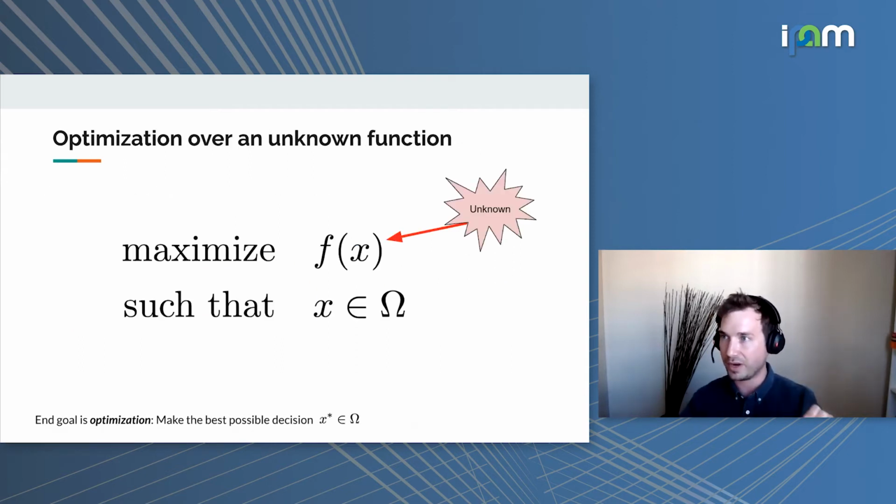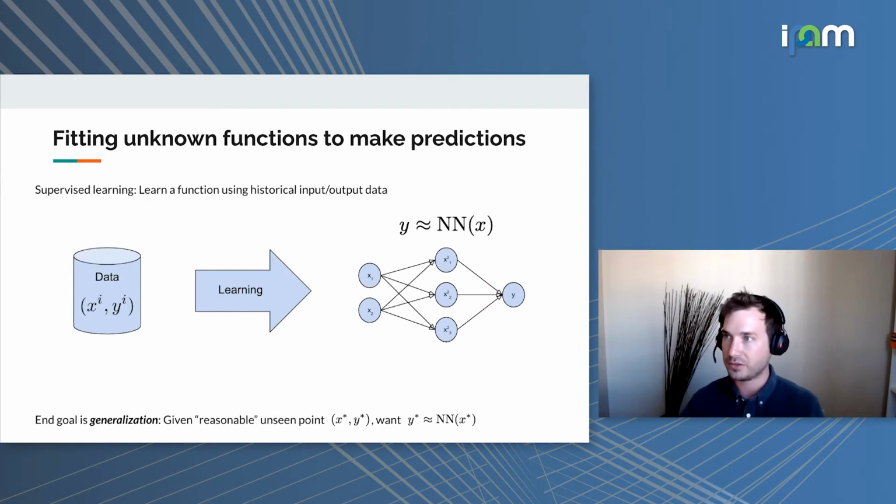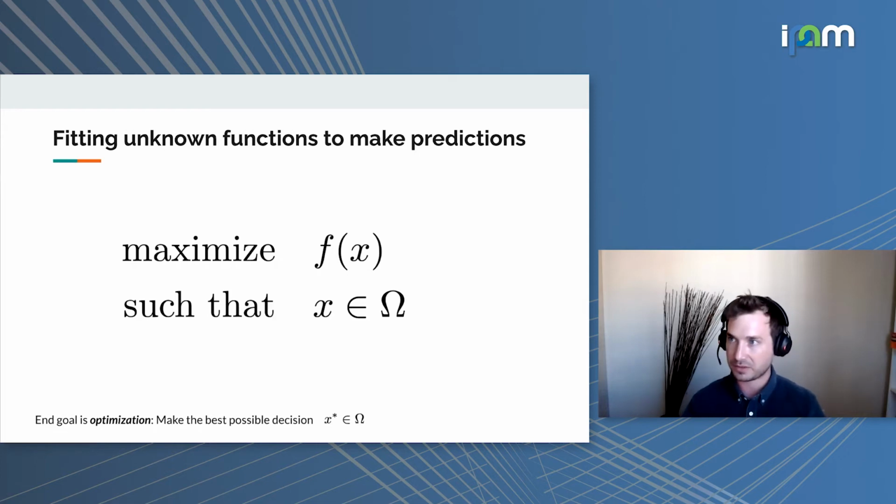I want to emphasize a subtlety here, which is that in our optimization problem we are trying to pick out a single point. Typically, when you think in supervised learning, you think more in terms of generalization, right? So you care about the behavior of your function with respect to some distribution, not with respect to just a single point.